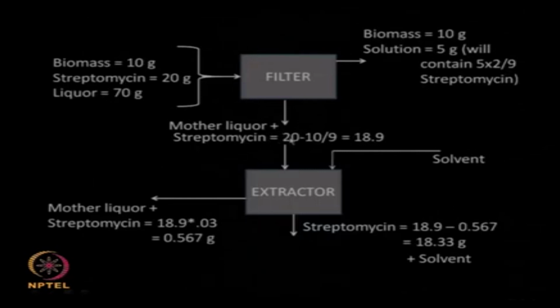So what is coming down after the filtration will be 20 minus 5 into 2/9, that is 10/9. So that comes to 18.9 grams. So in the filtration process we have lost some streptomycin and we are getting only 18.9 grams. Now this goes to the extractor, and in the extractor you are adding a solvent and there is a liquid separation.